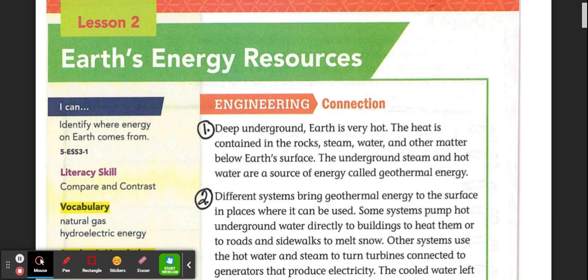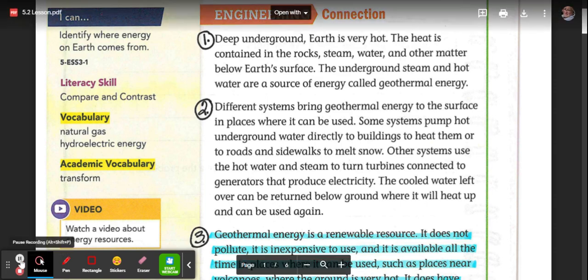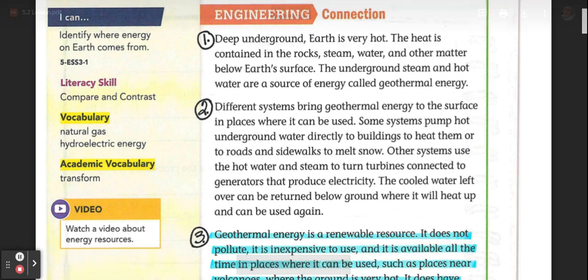So on this very first page, they're talking about geothermal energy. I want you to pause this video. I want you to read these paragraphs and have in your brain what geothermal happens to be. And then I will meet back with you on this page. So stop the video.